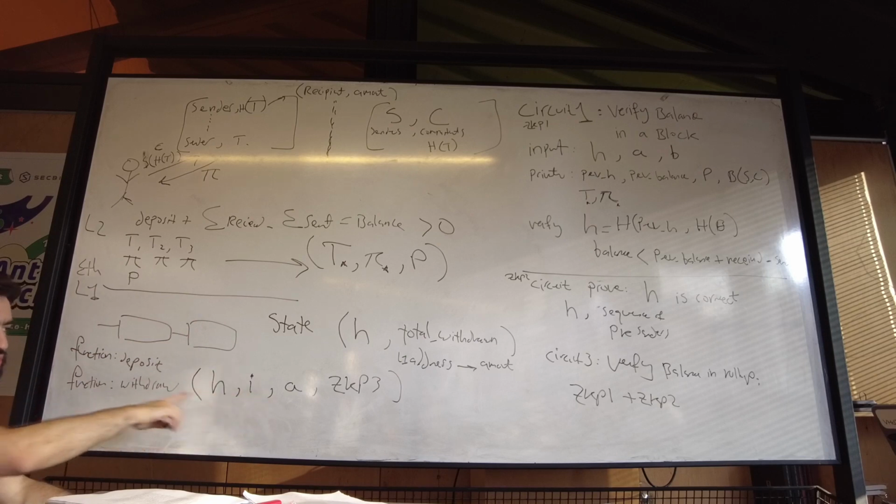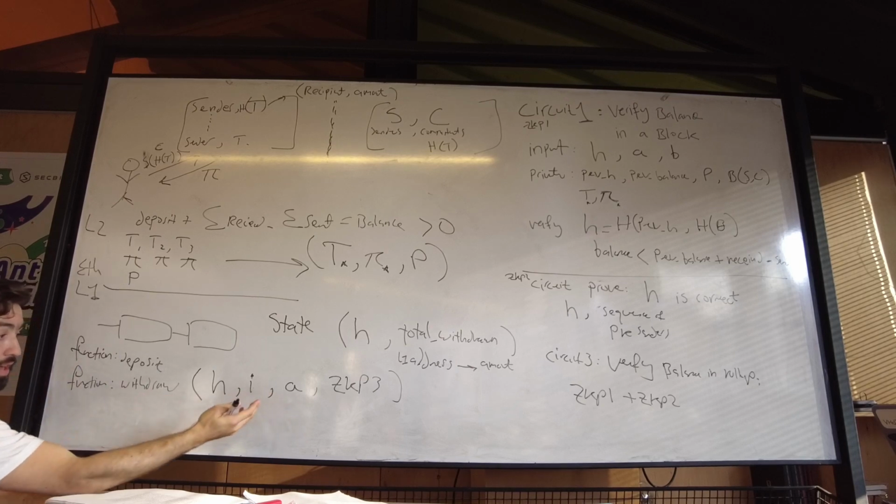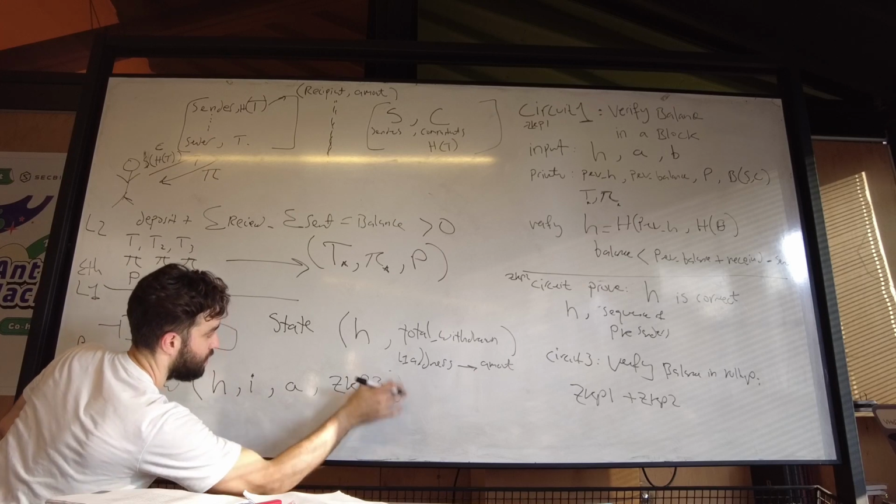So it will just check. What this function will do is check if the ZKP is correct. And if it's correct, it will perform the withdrawal to your account. But there's something, yeah. Where's the withdrawal amount? Yeah, that is also part of the input. I missed that one.